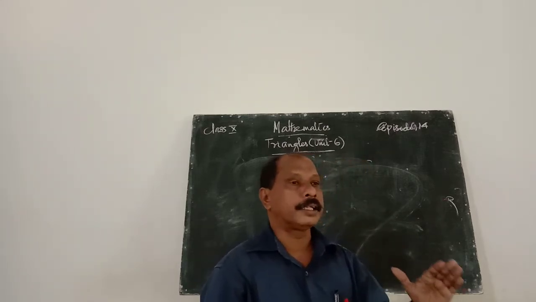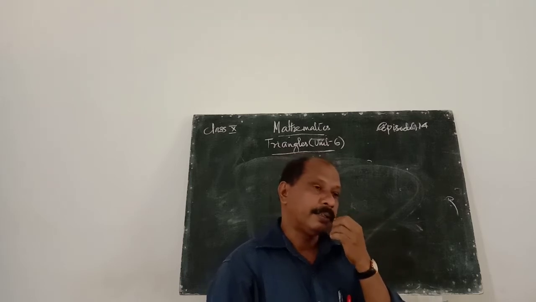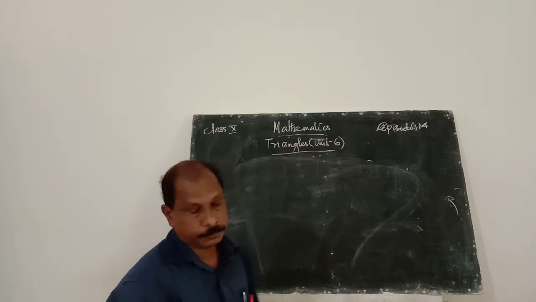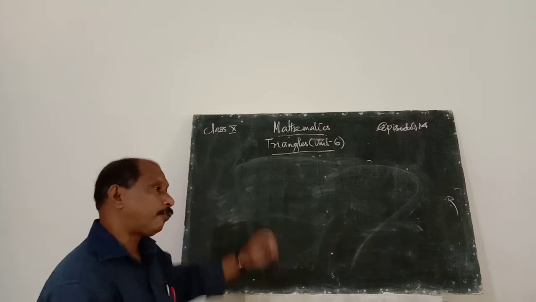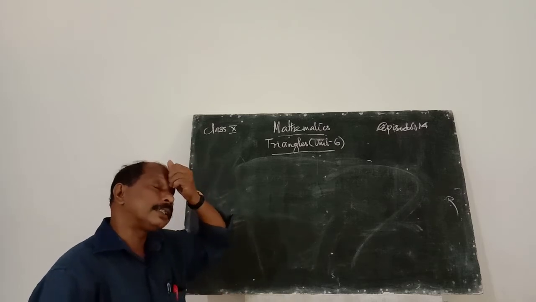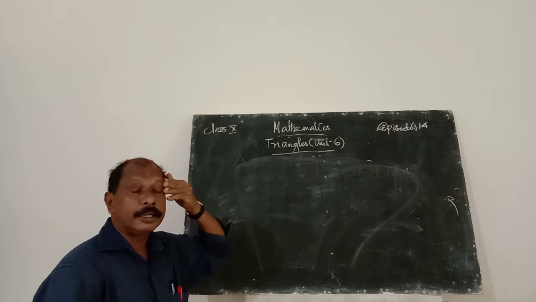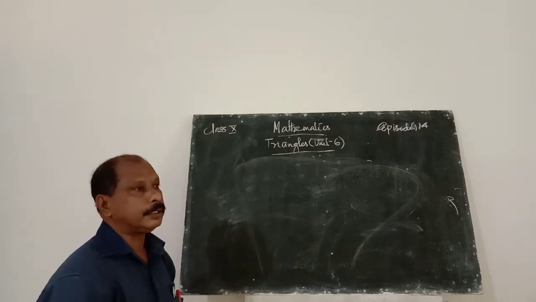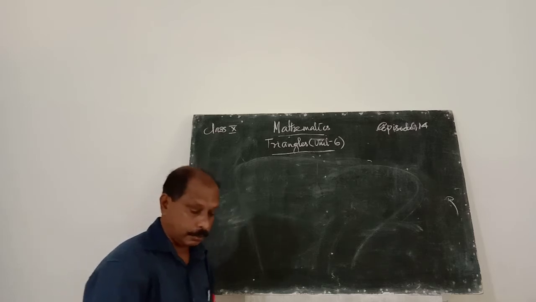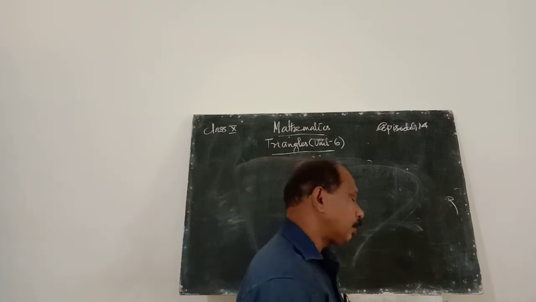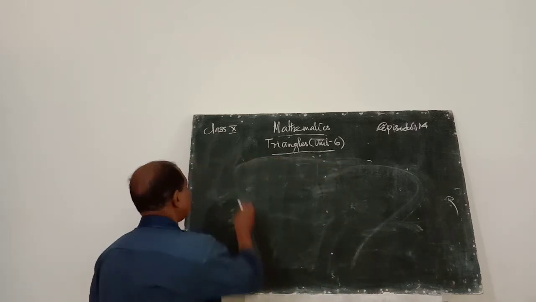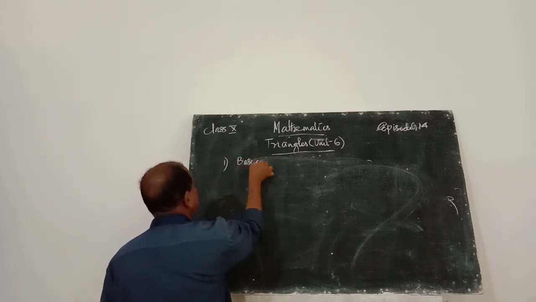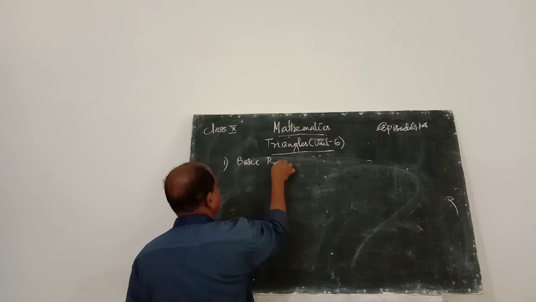This is the basic concept of this chapter. Then there are several theorems for this chapter, that is triangles. The first theorem is the basic proportionality theorem. That is the important theorem for triangles. That is, the first one is what? Basic proportionality.